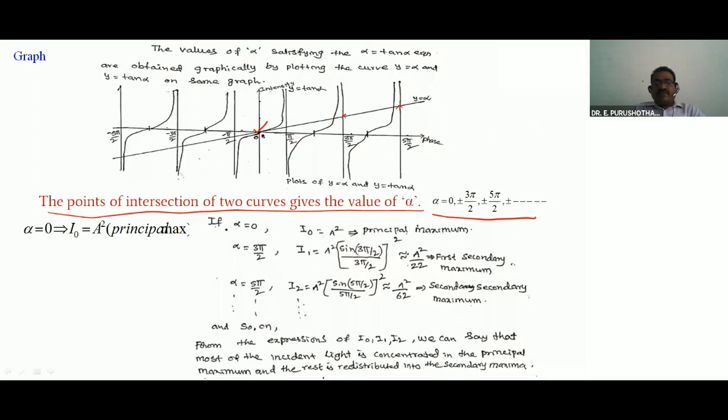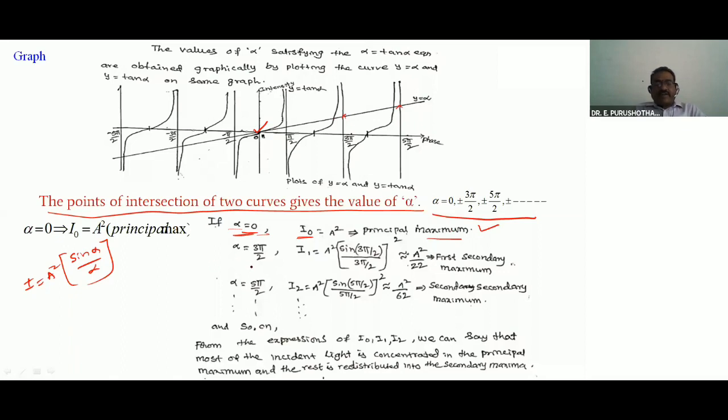So here alpha is equal to 0. Actually, intensity is equal to a square into sine alpha by alpha whole square. So the first one is I naught, which is equal to a square, the principal maximum. If alpha is equal to 0, it gives I naught equal to a square. This is called principal maximum. It has a long proof, so I am giving it directly for 2 marks.